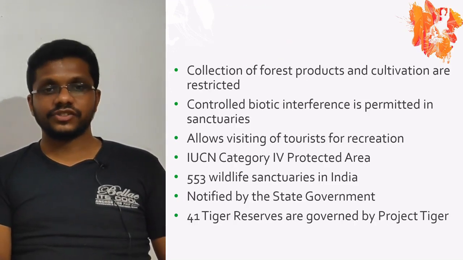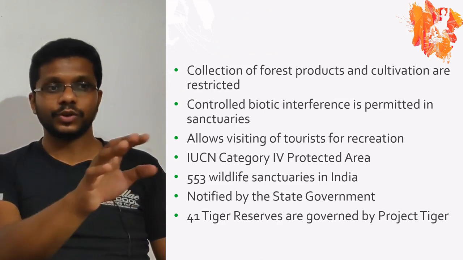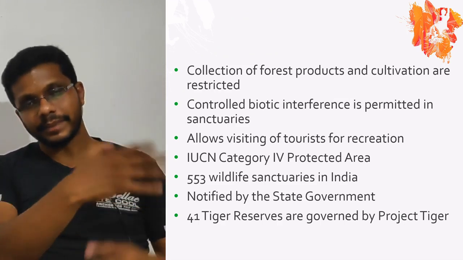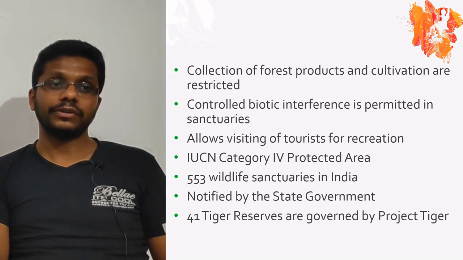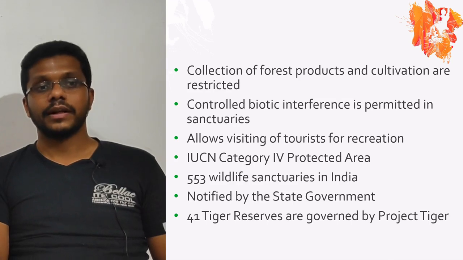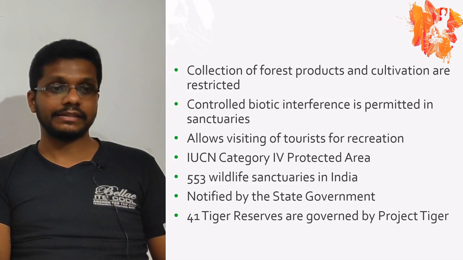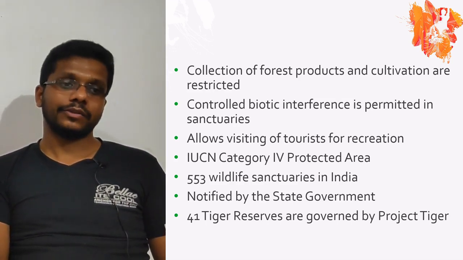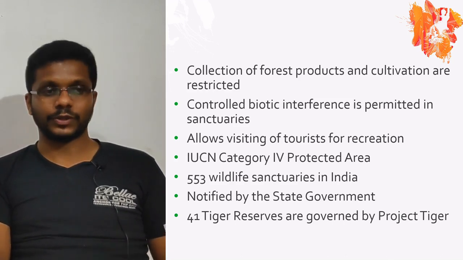In these wildlife sanctuaries, collection of forest products and cultivation are restricted. It is not prohibited; it is restricted. So, in some areas they will allow these types of practices. Controlled biotic interactions are permitted in the sanctuaries. Then it allows visitors for tourism and for recreation. It is an IUCN Category 4 protected area. National parks are a Category 2 protected area. Sanctuaries are a Category 4 protected area.